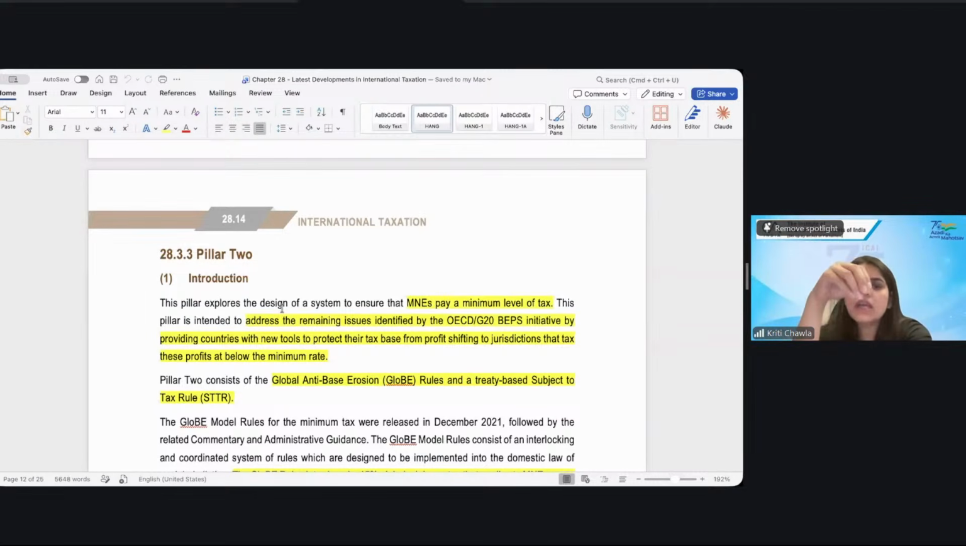Now, this pillar is addressing the remaining tax issues identified by the OECD G20 BEPS initiative by providing countries with new tools to protect their tax base from profit shifting to jurisdictions that tax these profits below the minimum rate. So pillar two consists of two things. As I mentioned, the global anti-base erosion rules, and then a treaty-based rule, which is called the subject to tax rule.